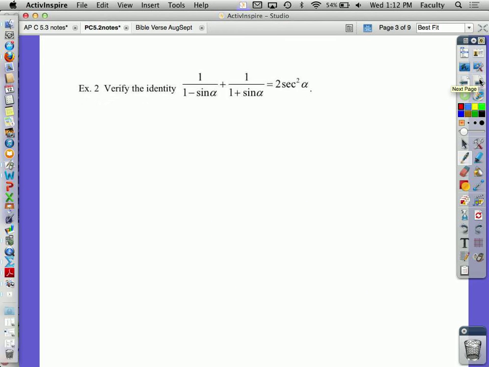All right, example 2 says verify 1 over 1 minus sine alpha plus 1 over 1 plus sine alpha equals 2 secant squared alpha. I heard a comment earlier about alphas and betas and all the different Greek letters. If the Greek letters bother you, you may put X in, okay, and just put X.